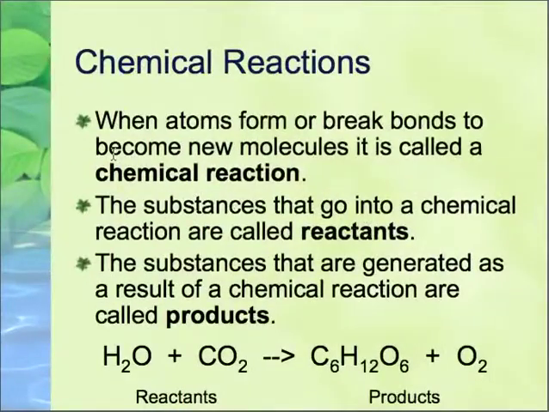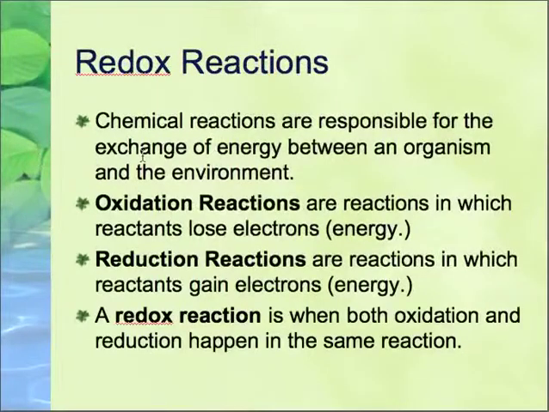Now that we know about chemical reactions, we can talk about a specific type of chemical reaction called redox reactions. When an organism gets energy from another organism, it's because of an exchange of electrons. Oxidation reactions are reactions where an organism is actually losing its electrons. Reduction reactions are reactions in which we're gaining electrons. So when these happen simultaneously, it's called a redox reaction.